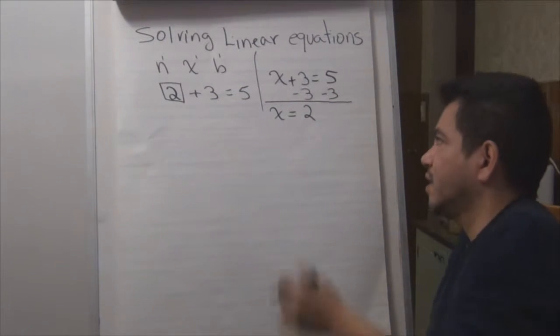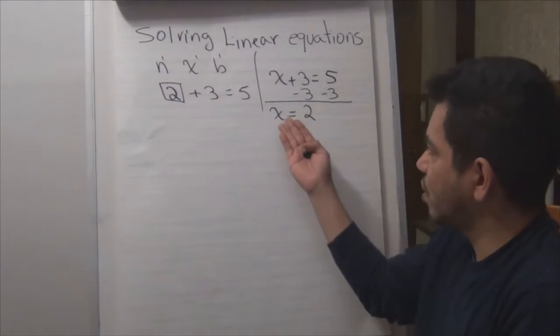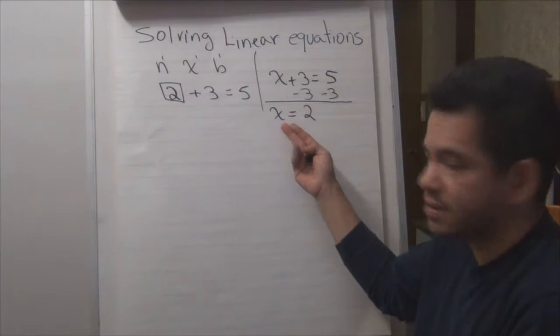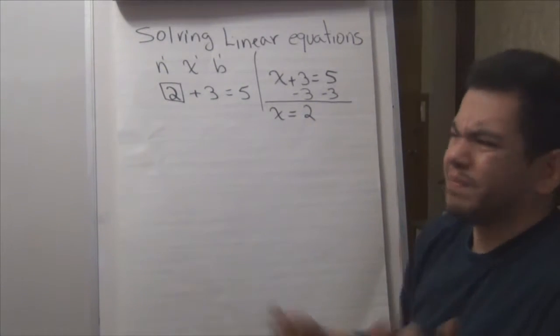And of course, 3 minus 3 is 0. So it only leaves you with the x. 5 minus 3 is 2. So the same value.